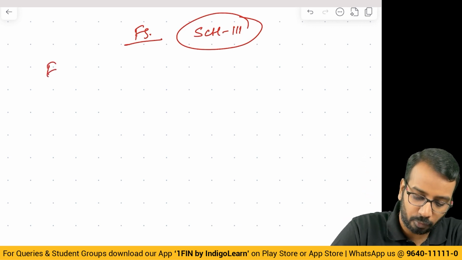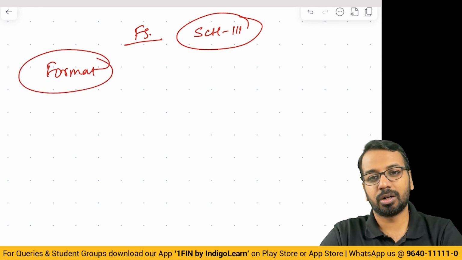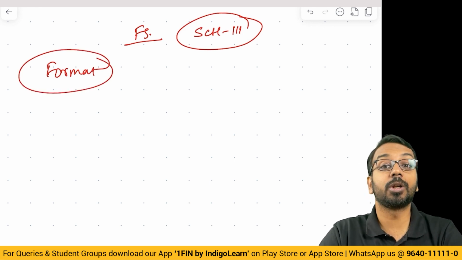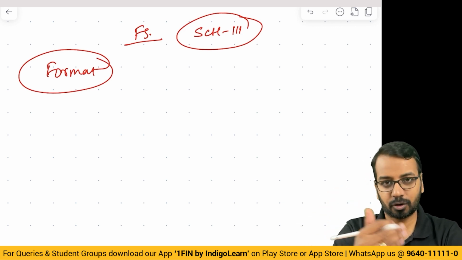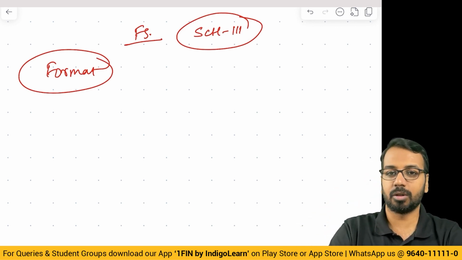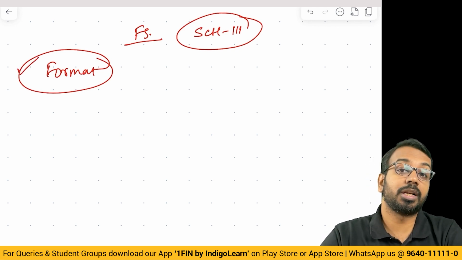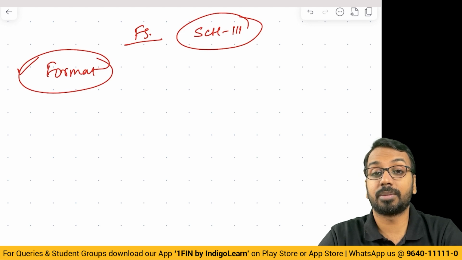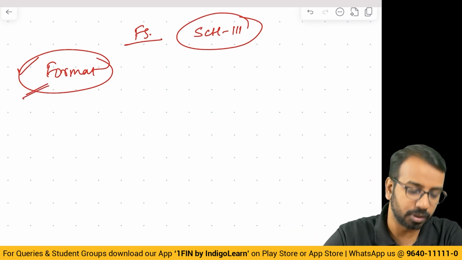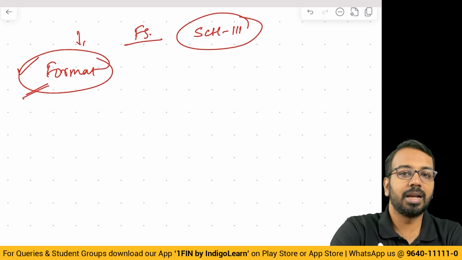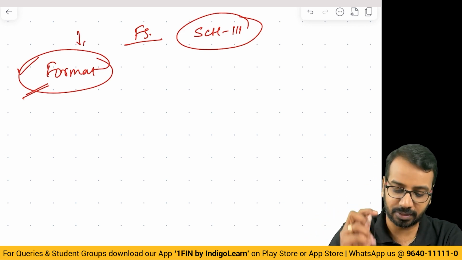Number one, format. As far as the format is concerned, it is your responsibility, I would say, to remember the format. Not only now, similar kind of format you will be using when you read CA Final also. So format part, you have to remember. Sir, I have not been able to remember everything. Keep revising so that you are thorough with the format. Of course, we will have a look at the format now itself and we will see how to remember the format. That is the first thing.